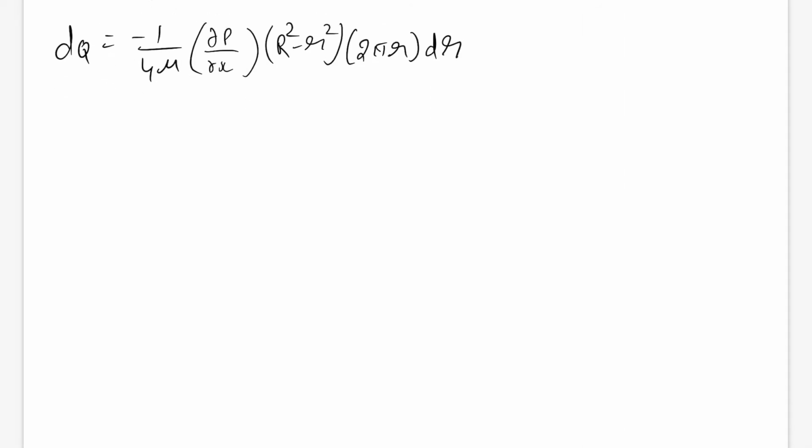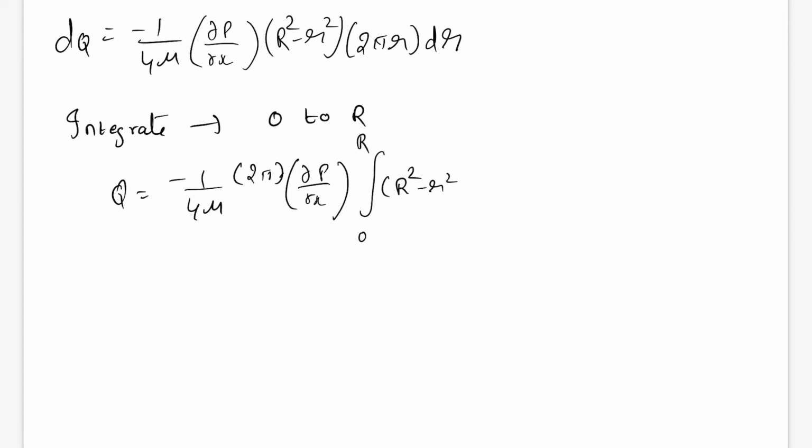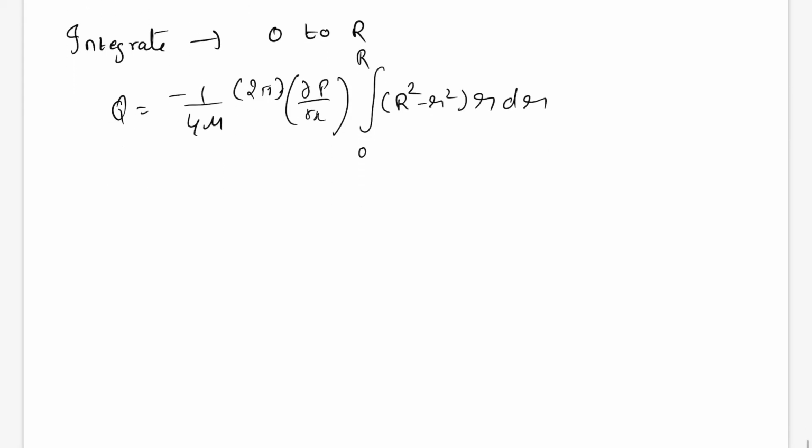To find out q, what will we do? We should integrate the above equation, the limits being 0 to capital R. Why? Because 0 is at the center, capital R is the radius. We'll have q is equal to, we'll take out the constants. What are all the constants? 2 pi is constant, dou p by dou x is constant, and minus 1 by 4 mu is constant. We'll take that to the front: minus 1 by 4 mu into 2 pi into dou p by dou x, integral 0 to R. What is the expression left? Capital R square minus small r square into r dr.